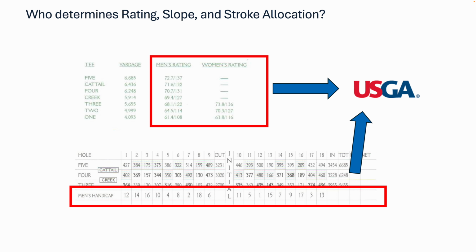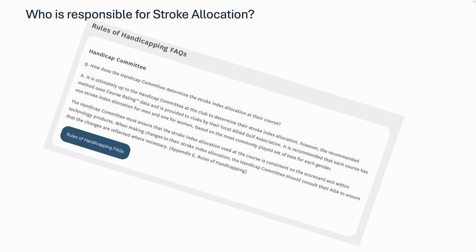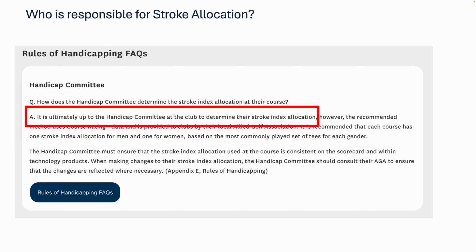Many think that the USGA also does the stroke allocation on the course, which is not the case. They do not do that. So then who does? Well, the handicap committee is responsible for doing the stroke allocation on the course. At Cattail, our handicap committee is a subcommittee of the golf committee.